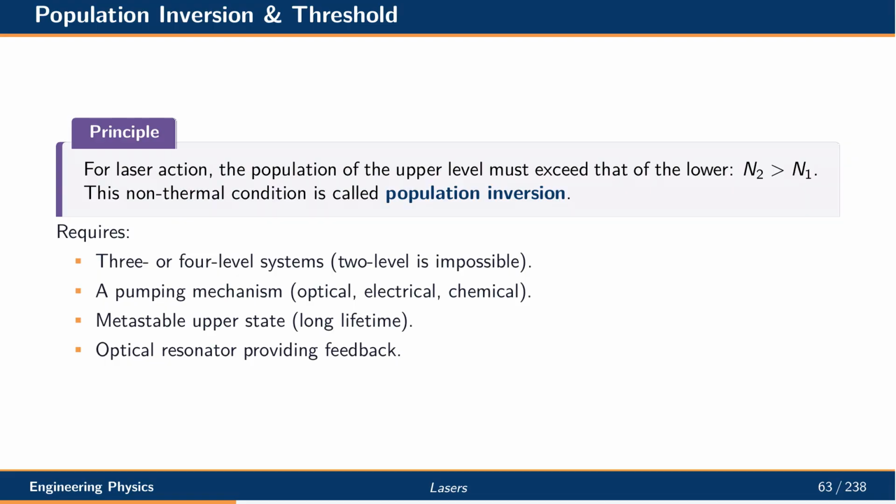For laser action to occur, the upper energy level must contain more atoms than the lower one. This condition is called population inversion, and it is fundamentally non-thermal. Achieving inversion requires 3 or 4 level systems, since a simple two-level system cannot do it. A pumping mechanism, such as optical, electrical, or chemical pumping, supplies the energy. A metastable upper state with a long lifetime allows the inversion to build up. An optical resonator then provides feedback.